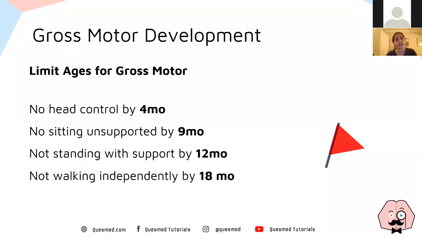So if a child doesn't have any head control by 4 months old, that's when we worry about it. If they're not sitting unsupported by 9 months old, like our child in question one, if they're not standing by 12 months, and if they're not walking by 18 months. We'd expect a child to be walking by themselves, the median age is about a year old, 12 months, but if it's not happened by 18 months, I don't know why this one in particular tends to come up quite a lot in exams. This one and sitting unsupported are pretty good ones to remember.